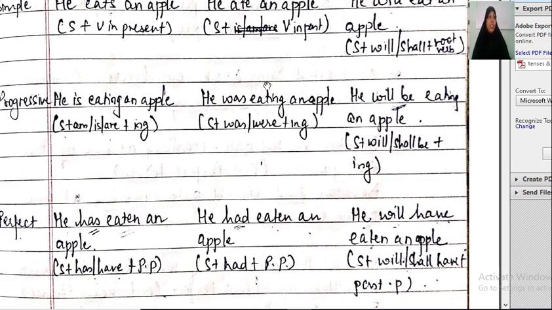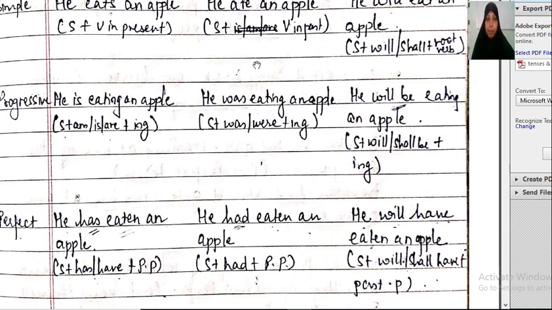Past progressive tense means an action that was still going on in the past when you or another person had seen. Means he was eating an apple. Like subject plus you have to add was or were, the helping verb, the be form of the verb, according to whether the noun or pronoun is singular or plural, plus the ing form of the verb. He was eating an apple.